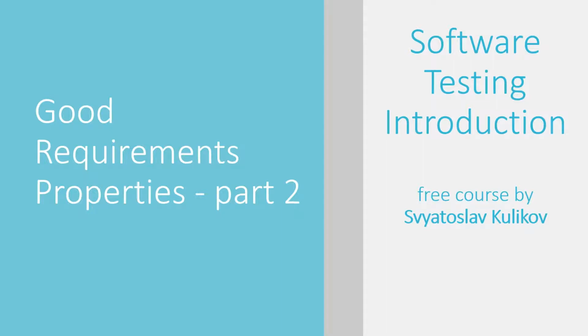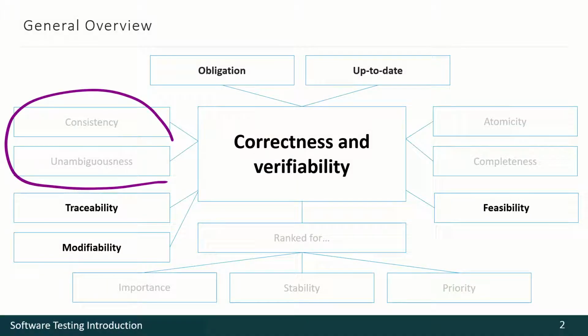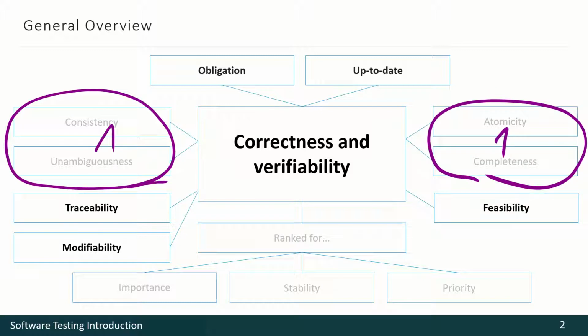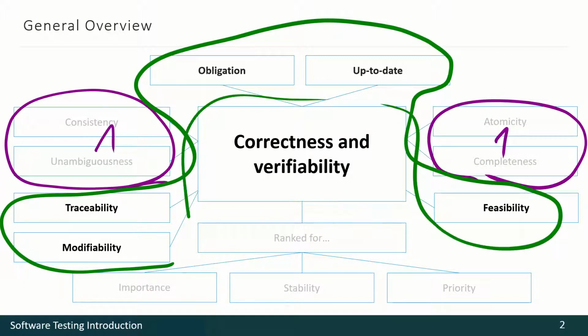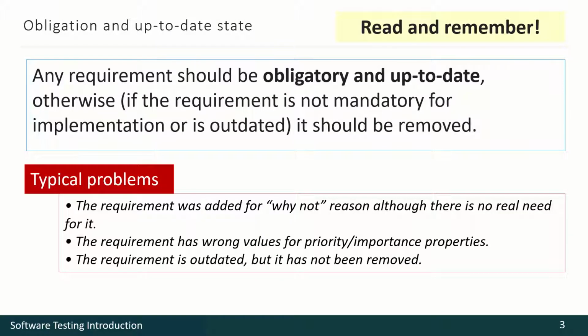In this video we shall continue to discuss good requirements properties. Last time we were talking about these four properties, and in this, the second video, we shall talk about these ones. So the next two properties are combined into one: obligation and up-to-date state.